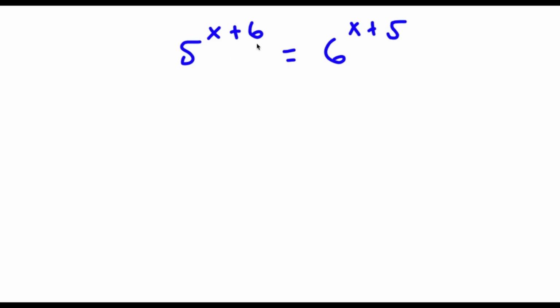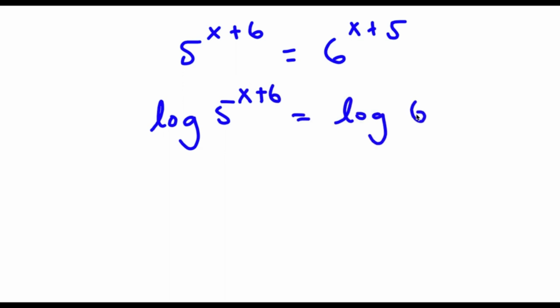Alright, so I have 5 to the power of x plus 6 is equal to 6 to the power of x plus 5. Now the first thing I'm going to do is take the log on both sides. So now I have log 5 to the power of x plus 6 is equal to log 6 to the power of x plus 5.